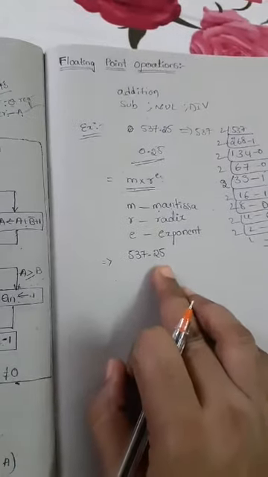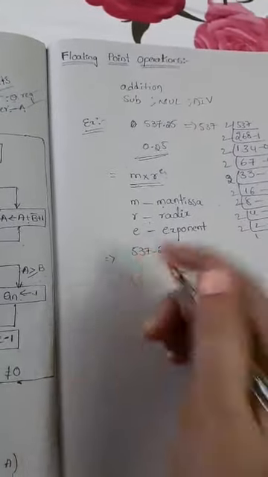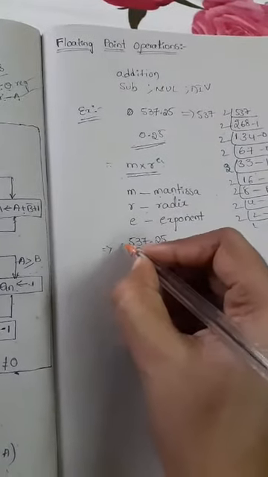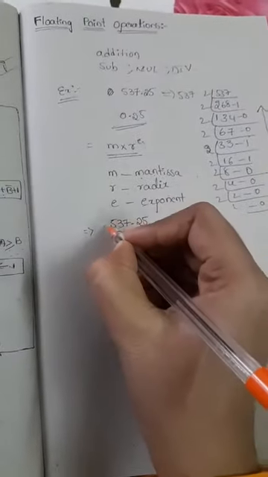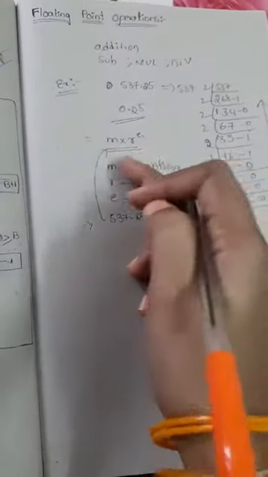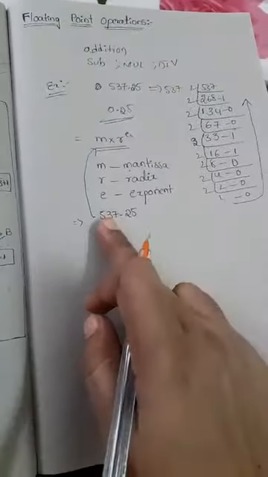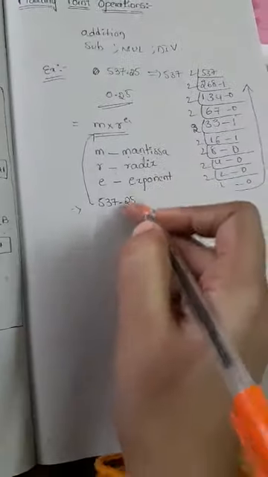Our floating point number is 537.25. This floating point number can be represented in a separate format by the computer. That format will be m into r power e. But this number is not in that actual format.